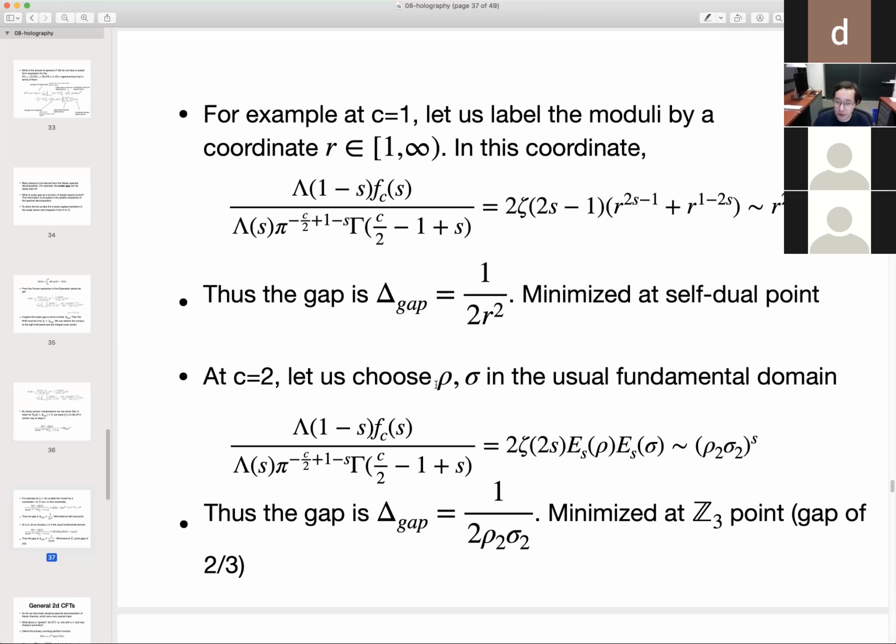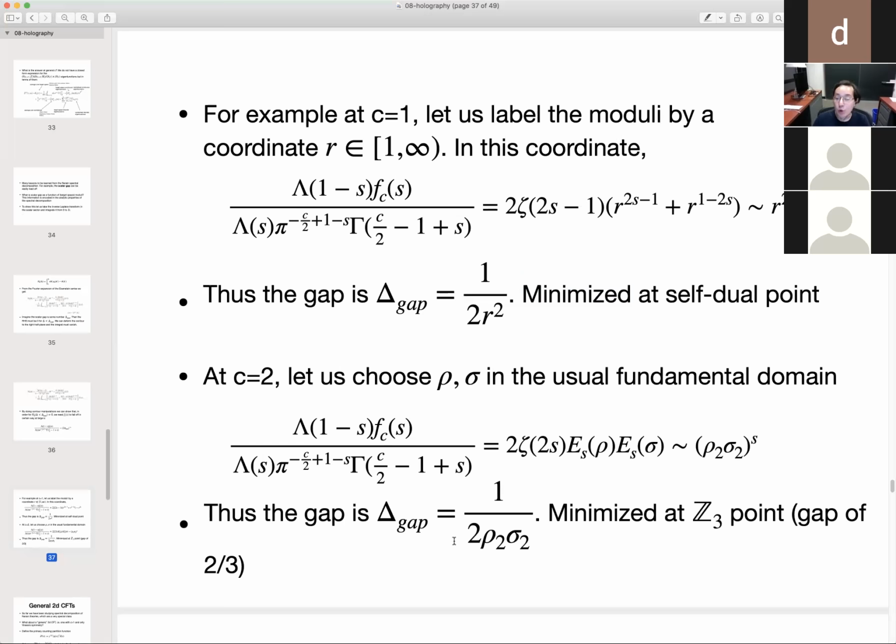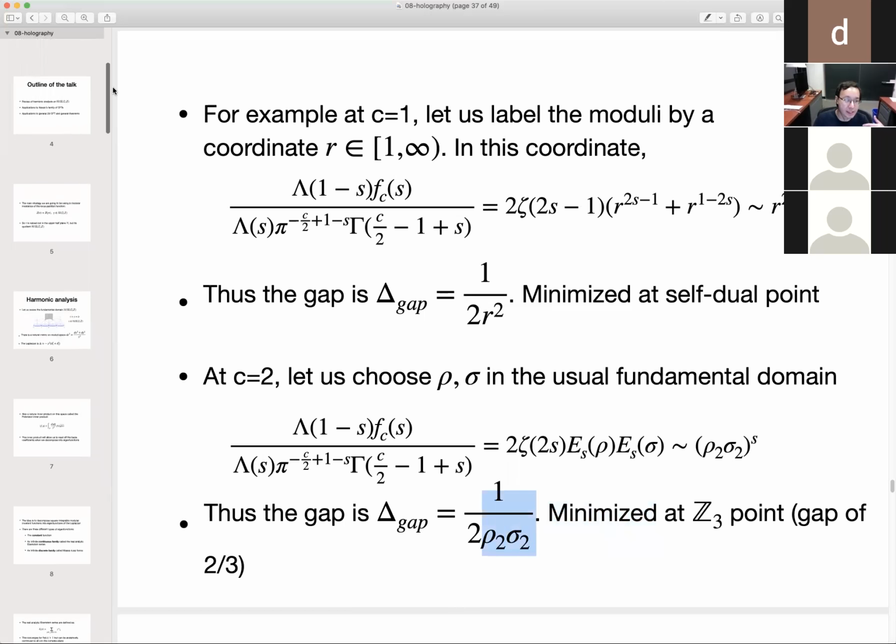Similarly, at C equals 2, if we choose rho and sigma to be in the usual fundamental domain, then this term here grows as rho 2 times sigma 2, the imaginary part of rho times the imaginary part of sigma, to the S power. And that means that using this formula, the gap is 1 over twice the imaginary part of rho times the imaginary part of sigma. And this is again a typo, this is maximize. If you want to maximize this gap, you simply need to minimize the imaginary part of rho and the imaginary part of sigma.